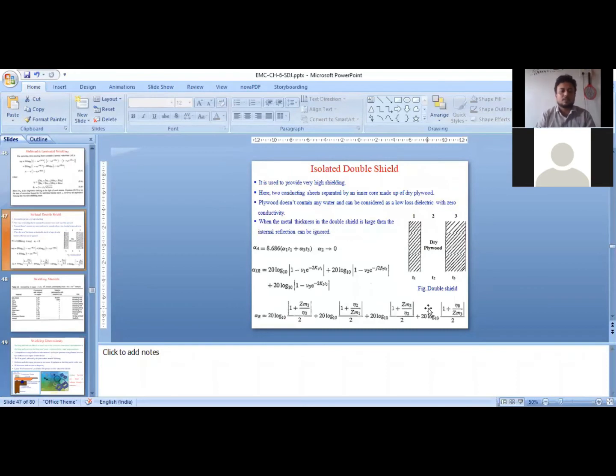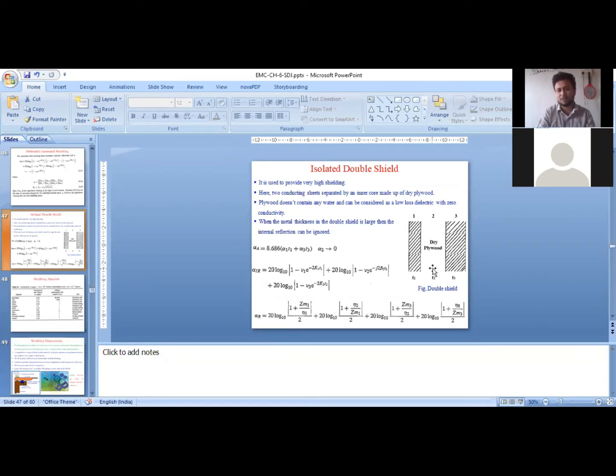So to improve the shielding, it is recommended to use an isolated double shielding approach. So what happens in this case? Two metallic objects are there which are separated by a dry plywood. Dry plywood is assumed to be a low loss dielectric whose conductivity is 0. It's kind of a lossless dielectric.